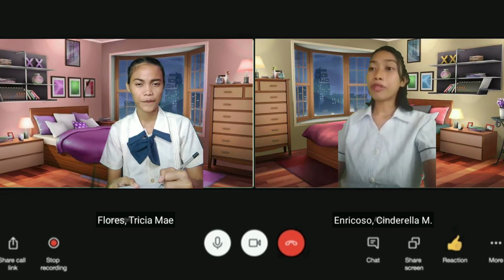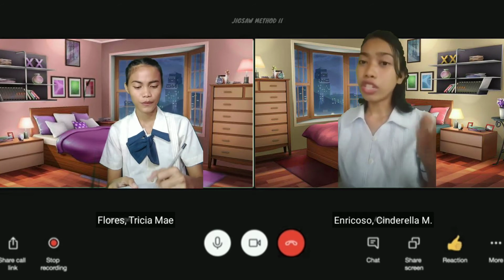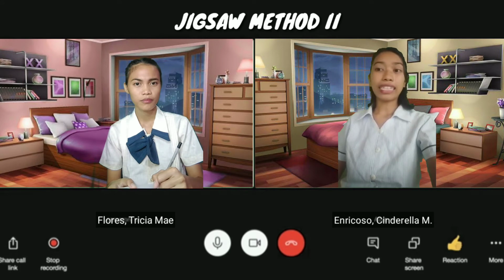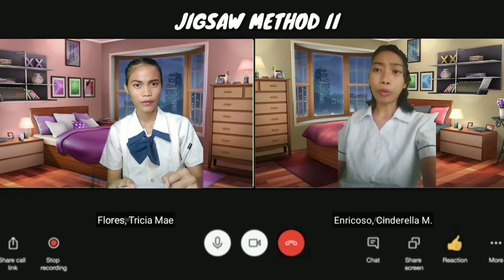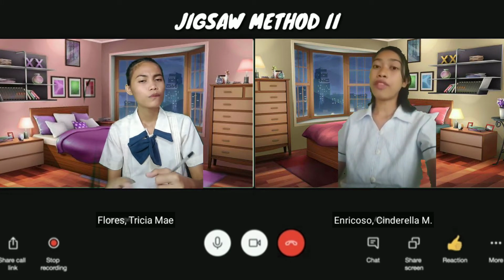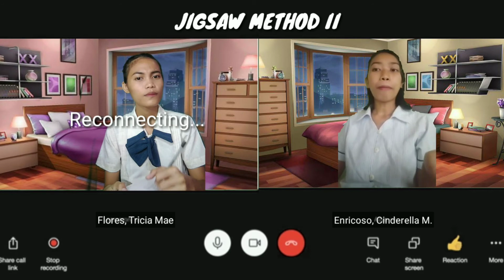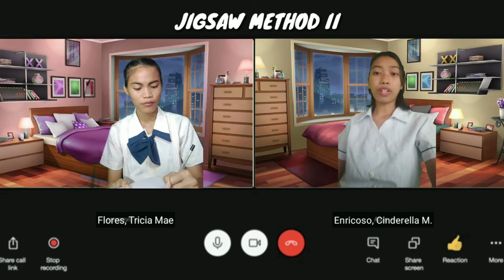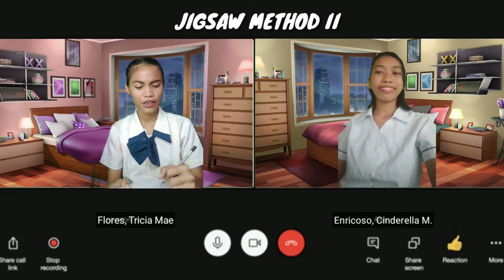So now I'll proceed to the third strategy, which is Jigsaw Method 2. It is a variation of Robert Slavin's 1980 Jigsaw Method. In this method, the members of the home group are assigned the same material but focus on separate portions of the material. So each member must become an expert on his or her assigned portion and teach the other members of the home group. So unlike the first version, this doesn't require students to move to another group. I like this version better than the first one.